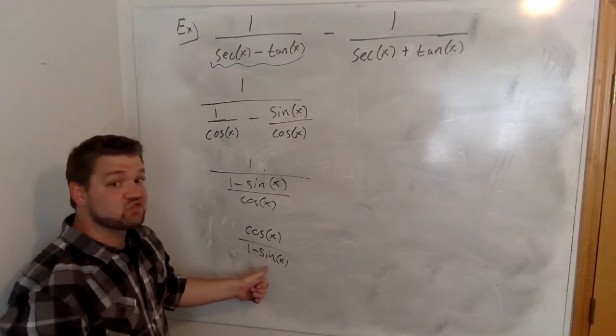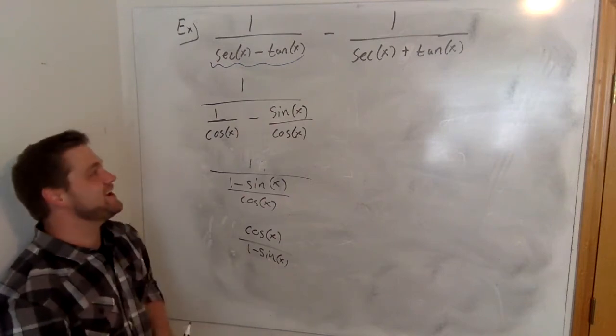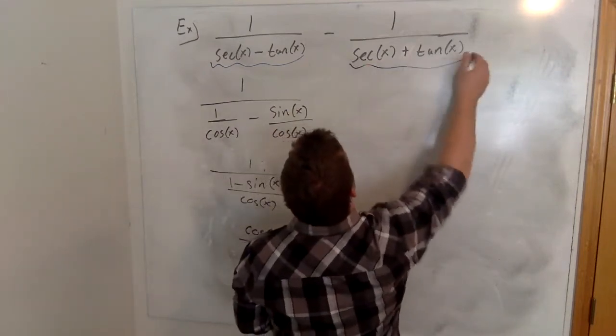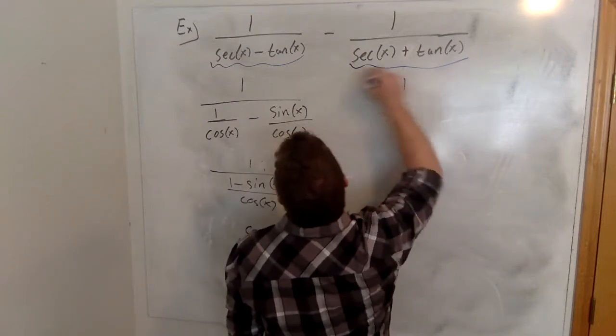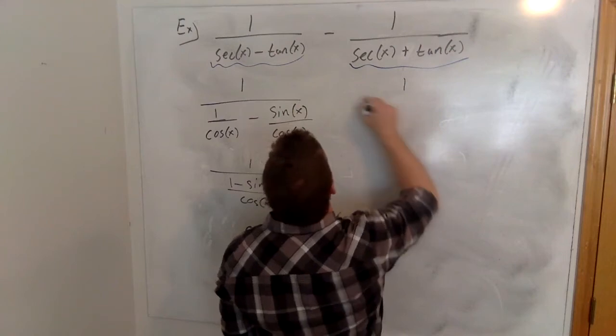1 minus sine squared is the same thing as cosine squared. There's no squares here. Don't use the Pythagorean identities. Okay, well, let's see what this side cleans up to. The only difference is, here we had a minus, here we have a plus. This is 1 all over.